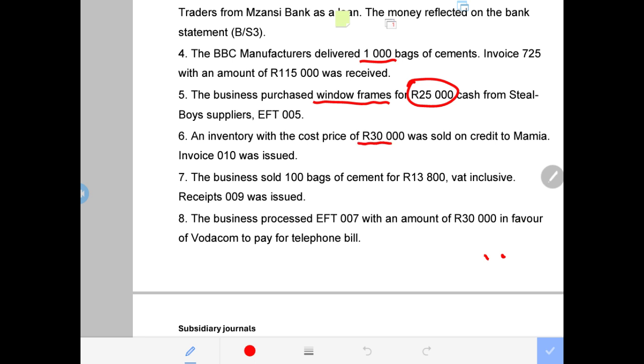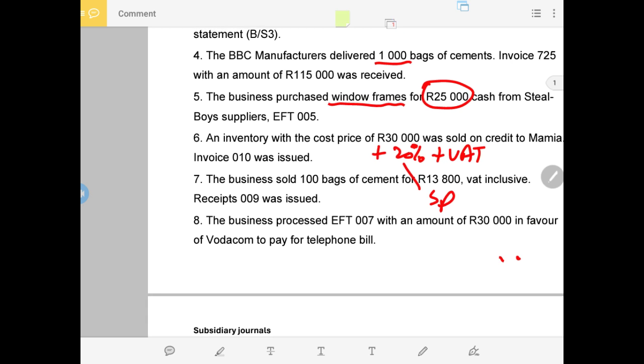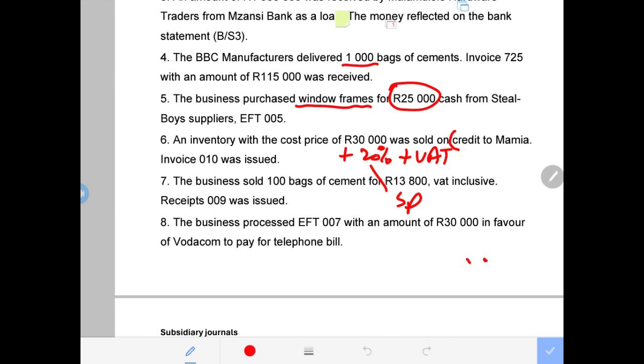We know the cost price. Remember, the cost price does not include VAT. Therefore, now we need to say plus 20%. Then after, plus VAT. When you add 20%, it gives us the selling price. When you add VAT, it gives us the amount the customer will be owing us because it was sold on credit. Remember, the minute you sell on credit, this is the debtors journal. We already have the cost price, which is the cost of sales.